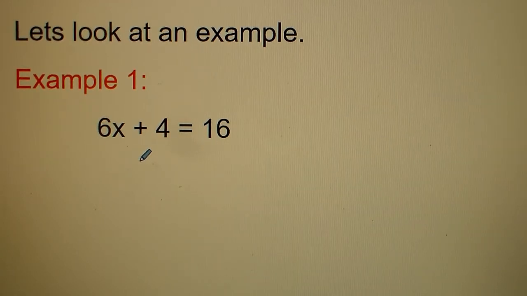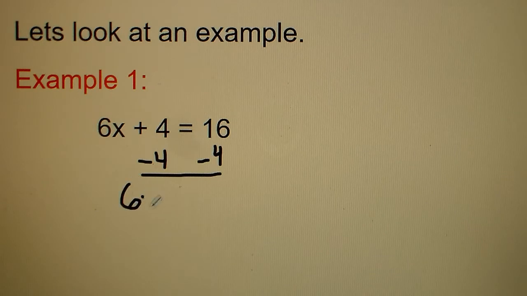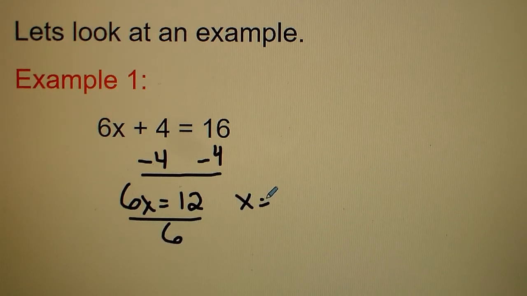6x plus 4 equals 16. We first got to subtract 4 from both sides. So we get 6x equals 12. We then divide by 6 to both sides and we get x equals 2. And that'll be your answer.